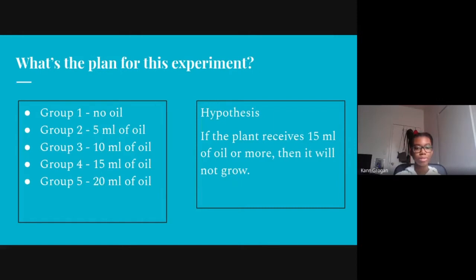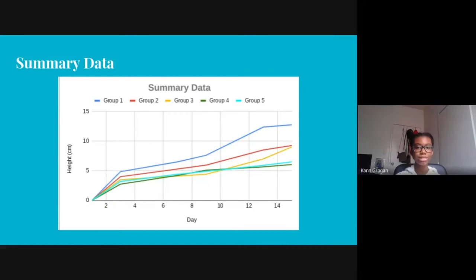What is the plan for this experiment? This experiment will have 5 groups. The first group will be the control group, so it will have no oil. Groups 2 to 5 will instead have oil added in increments of 5 milliliters. So group 2 will have 5 milliliters, group 3 will have 10, group 4 will have 15, and group 5 will have 20. I hypothesize by the end of this experiment, the plant that receives 50 milliliters of oil or more will not grow. And here's my summary data.